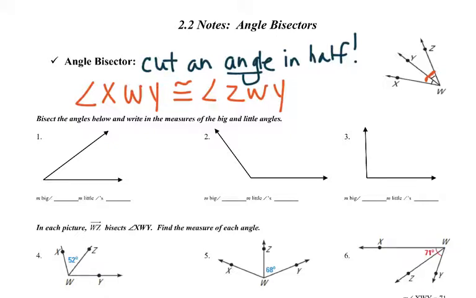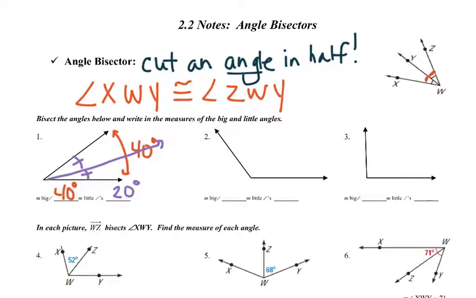So we're going to look at this angle here and measure it with a protractor, or I'm saying we can just kind of eyeball it. I'm going to tell you that this angle here is 40 degrees. So if that angle was 40 degrees and we cut it in half, how many degrees would each little mini angle be? You're right, 40 divided by 2 is 20 degrees.